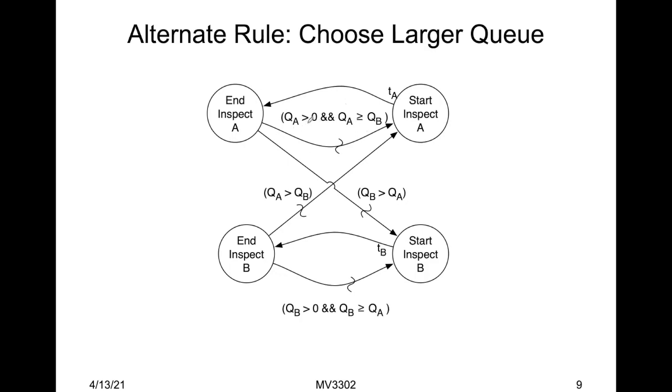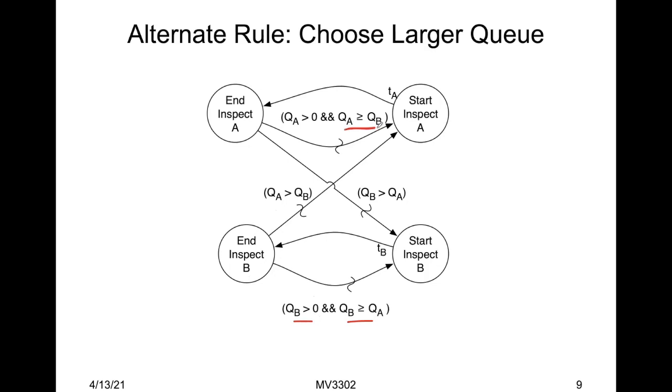But if the queue for part A is bigger than or equal to that of part B, then I'll inspect an A. On the other hand, if the B queue is bigger, I'll inspect a B. And similarly for ending inspecting a B. If there's a B available and its queue is bigger than or equal to the other one, then I want to start inspecting a B. On the other hand, if QA is bigger than QB, I'll start inspecting an A.